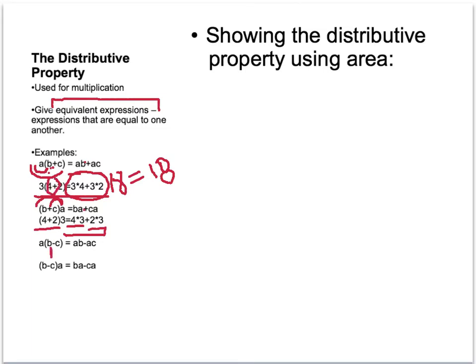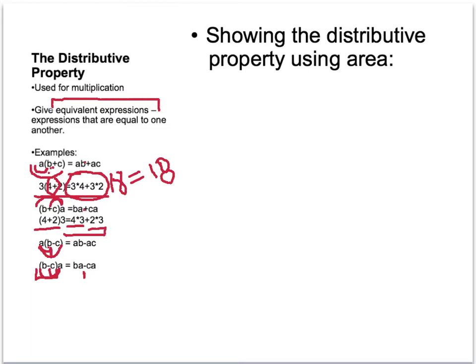Same deal if we have a subtraction. So A times the difference of B minus C is A times B minus A times C. So there's my answer. If I have the difference in the first part, so I have B minus C all times A, my equivalent expression would be B times A minus C times A. So that is the distributive property.